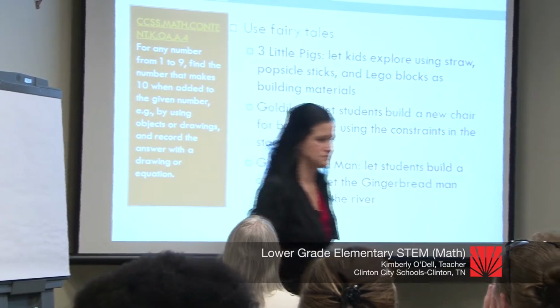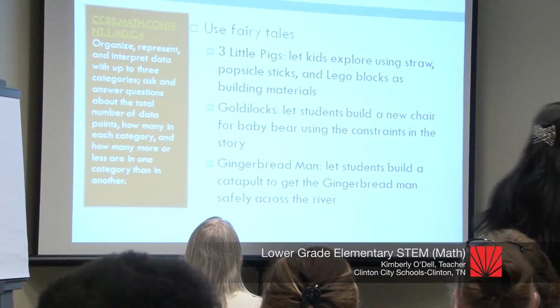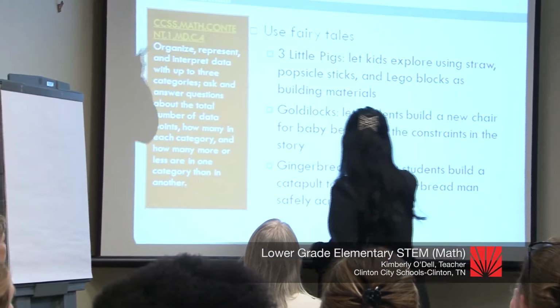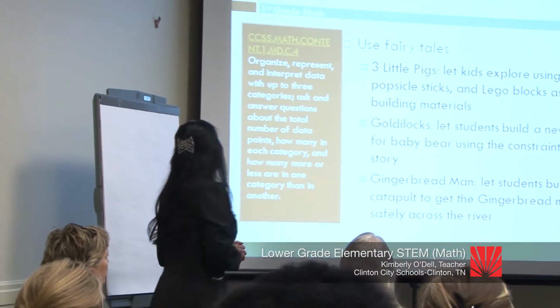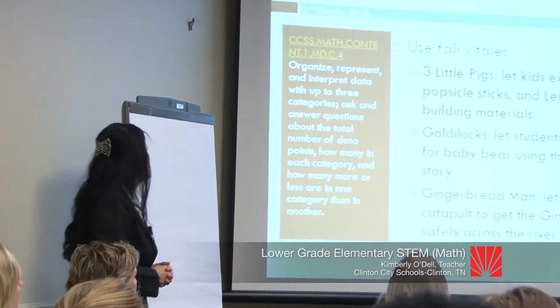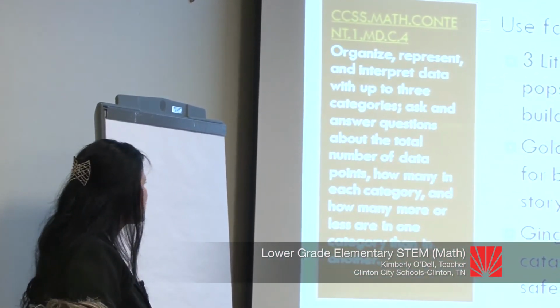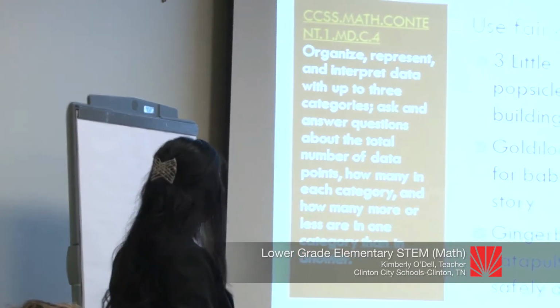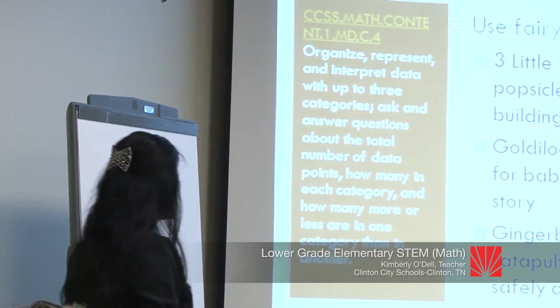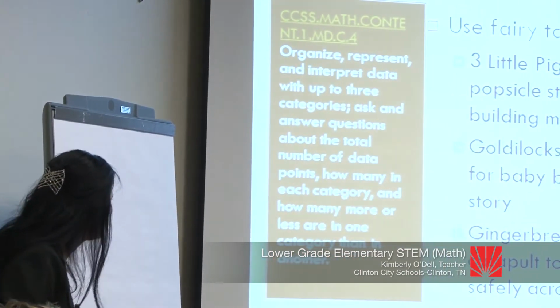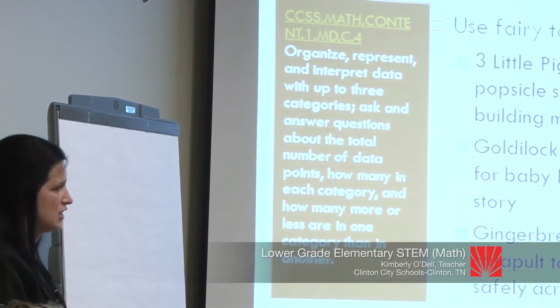Go to the next one. This is first grade math, and I'm just pulling Goldilocks with this one. The standard says, organize, represent, and interpret data with up to 3 categories. Ask and answer questions about the total number of data points, how many in each category, and how many more or less are in one category than in another.